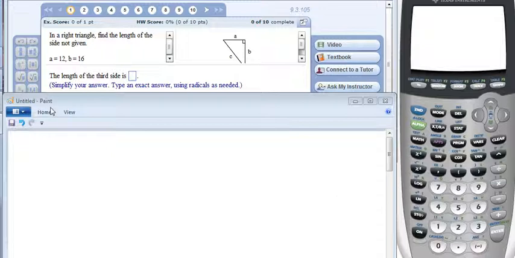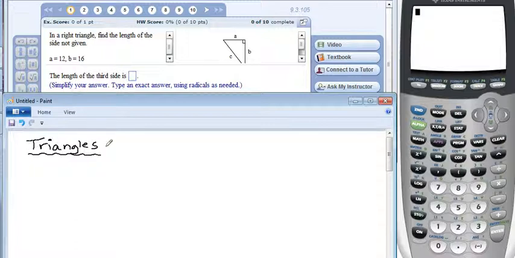So let's talk about what a triangle is, what kind of triangles we have. What kind of triangles do you know? Well, you can't answer me, so I'm going to answer for you. We have acute. That's where each angle is less than 90. And then we have obtuse, where one angle is more than 90, and the others are not.